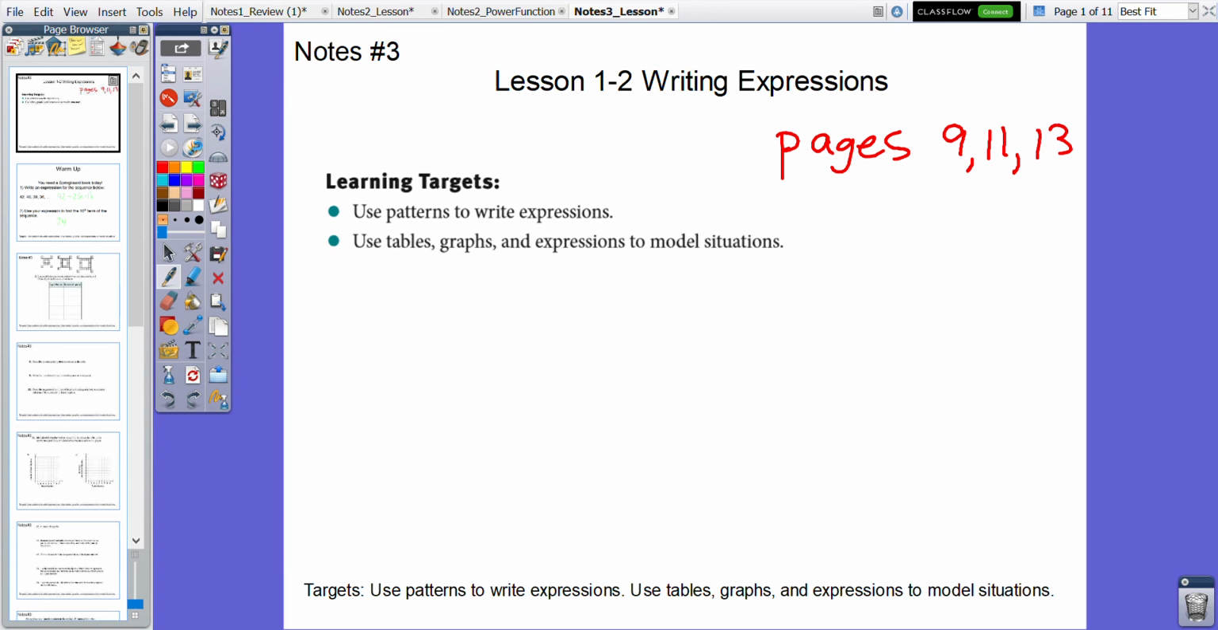Hi everybody, today we're going to be looking at lesson 1.2 in our Springboard books. Make sure you have that out. We're going to start on page 9, like we have right here.